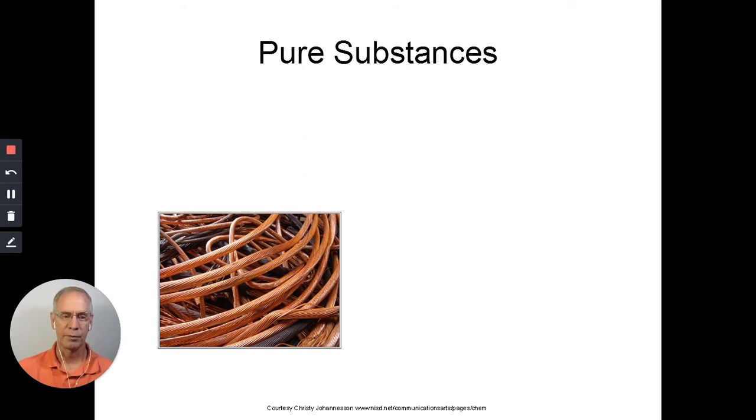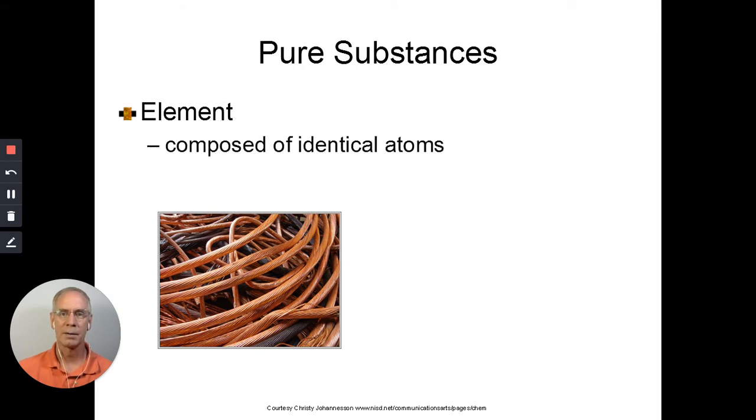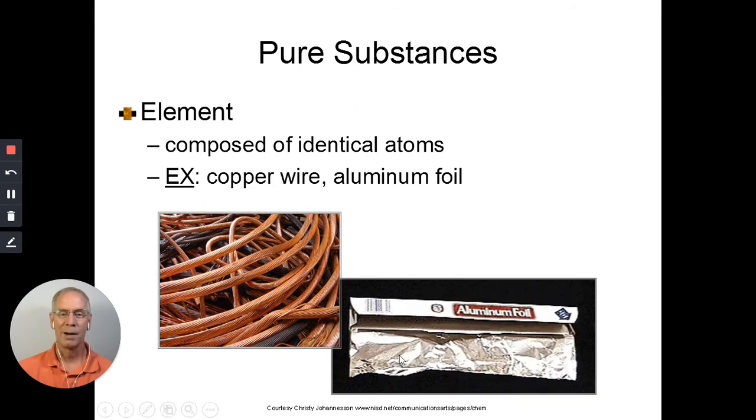A pure substance. Here I have a picture of some copper wires. Copper is an element. It's composed of identical copper atoms, Cu. Now, maybe you've heard of aluminum foil. You probably use it at home. What element is aluminum foil made from? Aluminum, sure.